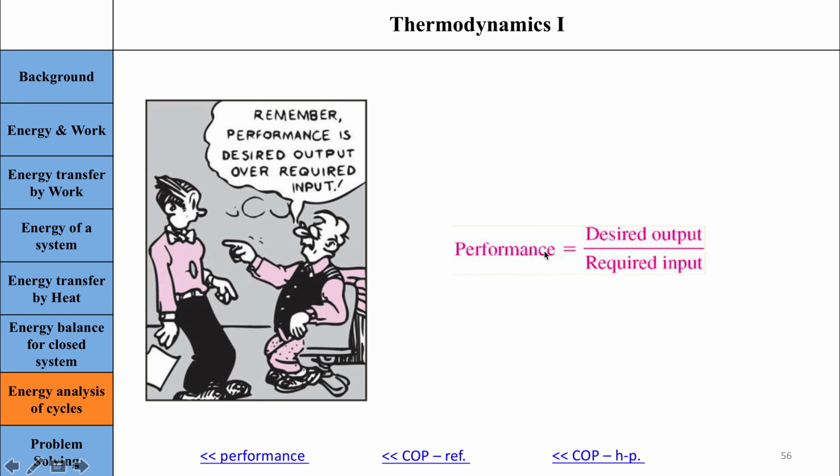Just remember that performance is desired output over required input. The input during the power cycles was the heat that was being given to the system, and the desired output is the work that we are taking out of that system.